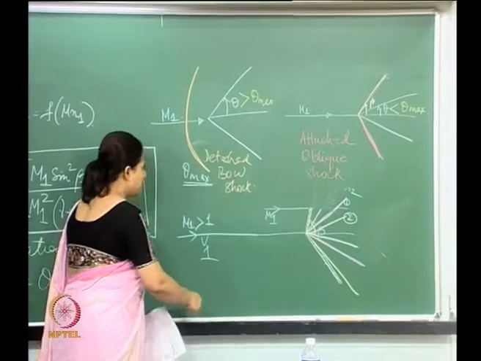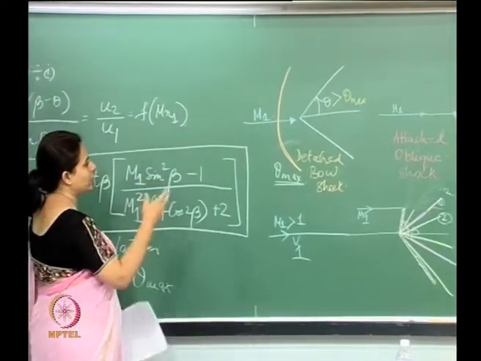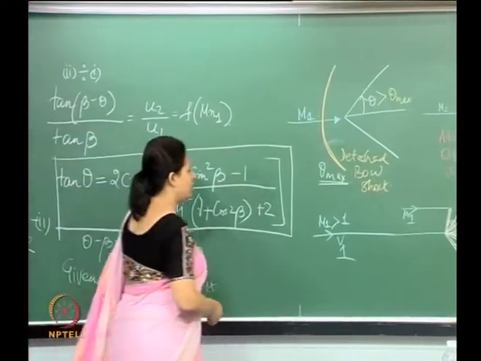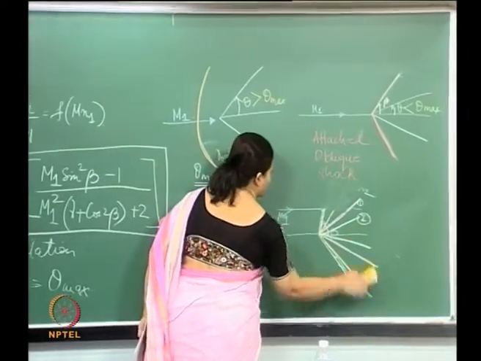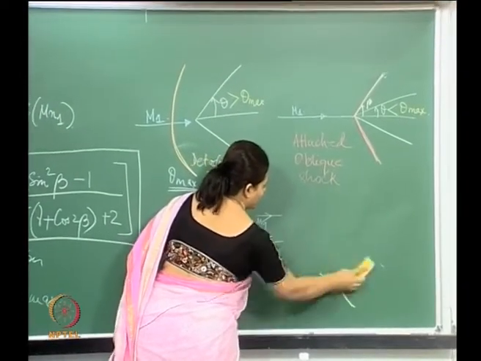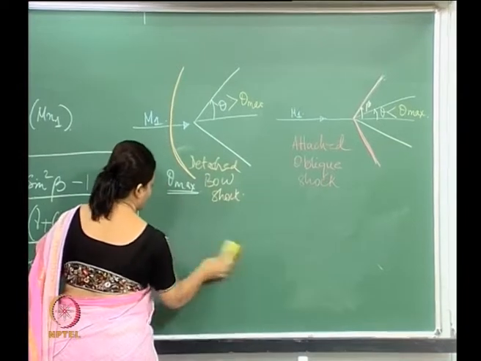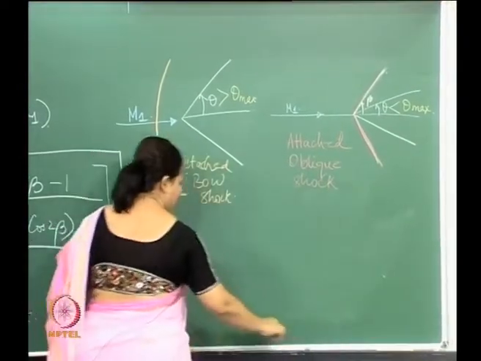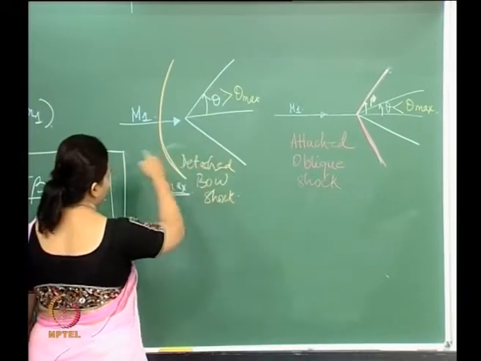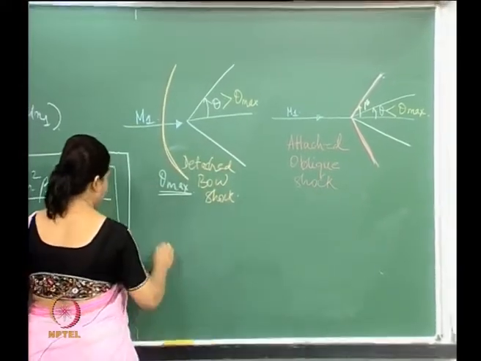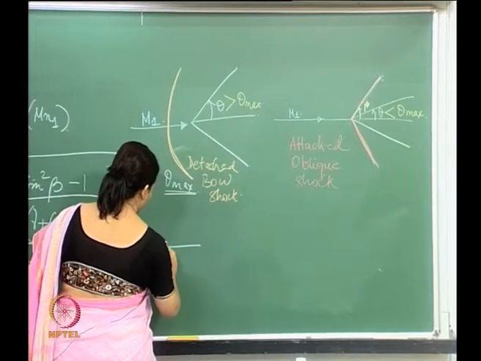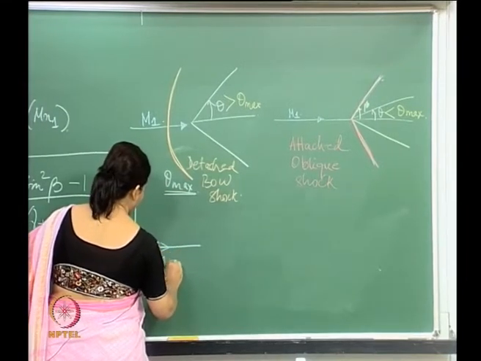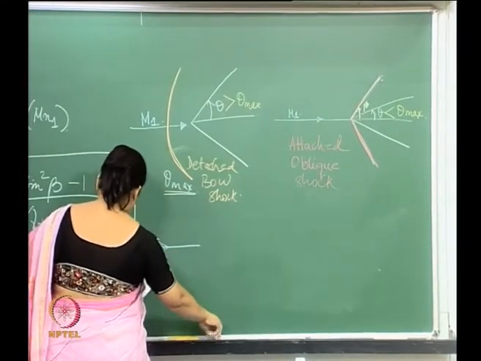So this is for wedges. Now we could get a similar picture if I have a corner, if the same flow encounters a corner. This is the typical wedge structure. So if I have, say, this is my M1.